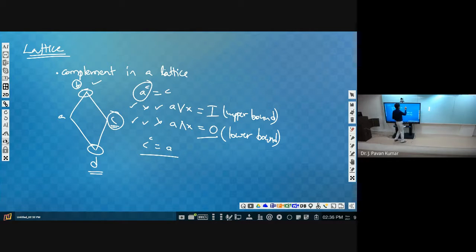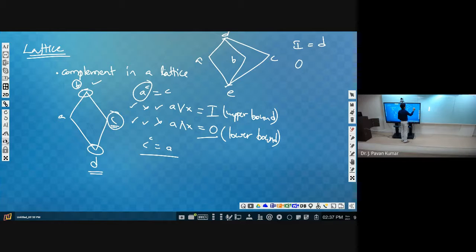The other example which we have seen in the last class is this one: A, B, C, D and E. Is this a lattice or not? Yes, because the greatest element is there, the least element is there. So it is a lattice. The upper bound we denote with I, and it is D. Next, the lower bound we denote with O, and it is E.